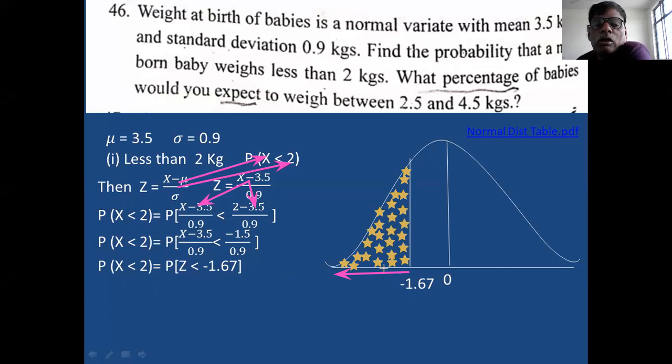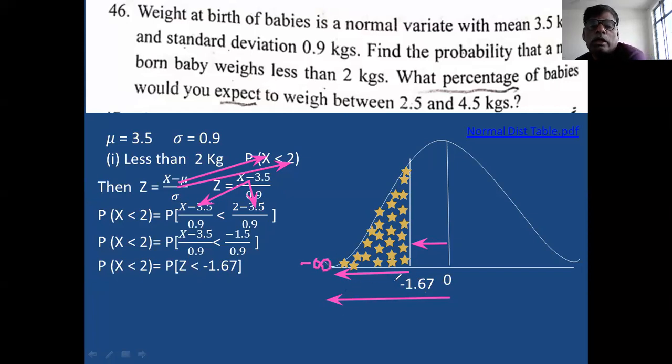But it is not possible to calculate directly. Therefore, you calculate the value from 0 to minus infinity, and out of that you deduct the not required area. The not required area is 0 to minus 1.67. This area is not required. Here is the minus infinity.